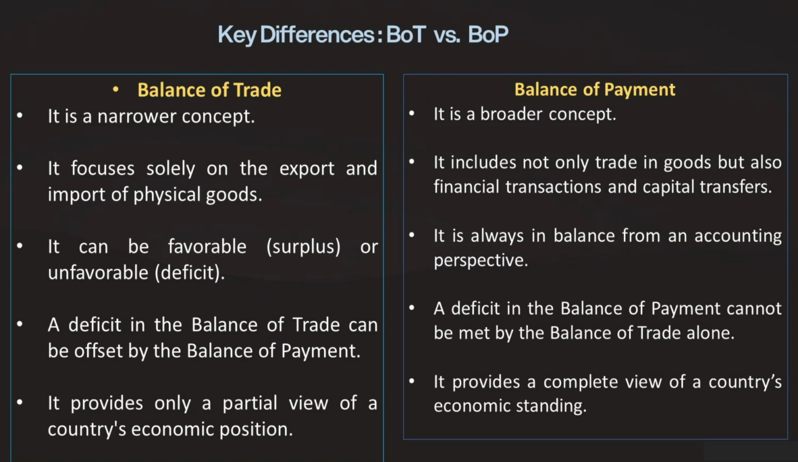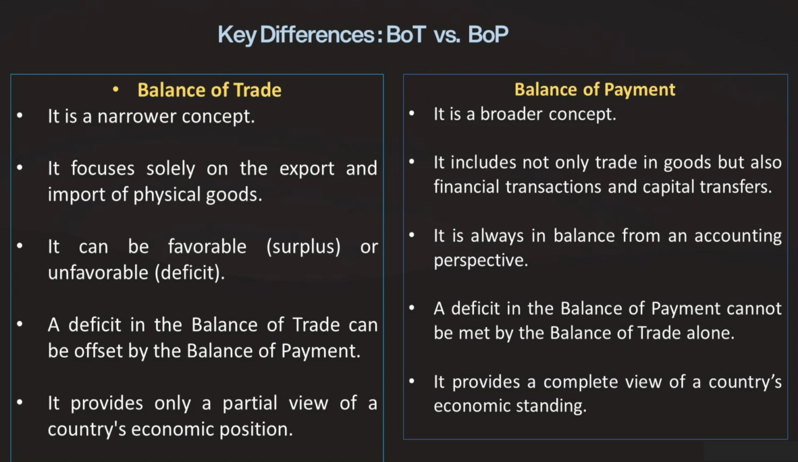But in case of balance of payment, as I have already explained, it is always said that balance of payment is always in balance from an accounting perspective. Now, suppose, as I have explained, balance of trade can be favorable, that is, the country is earning some kind of surplus, or unfavorable, that means the country is incurring some kind of deficit. What will happen in that case?